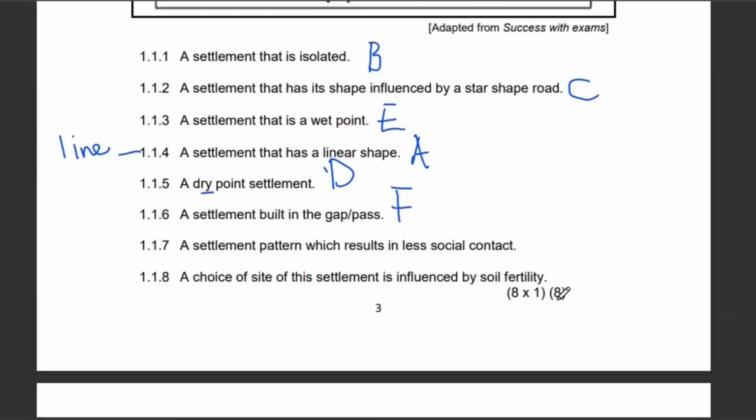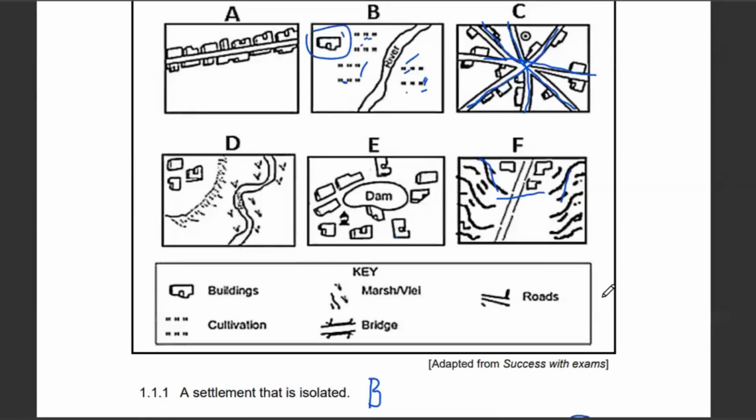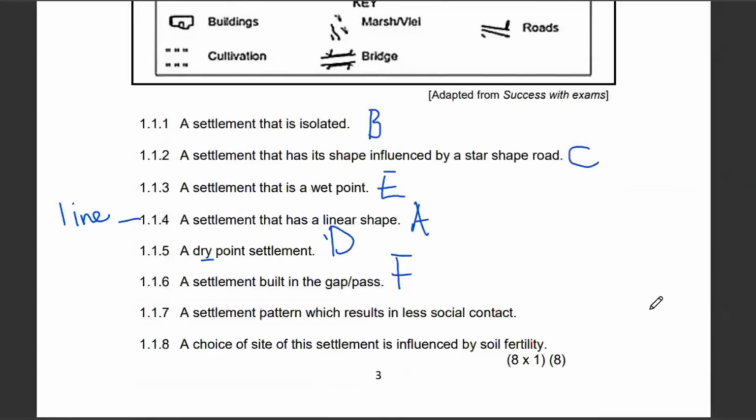Number 7, a settlement pattern which results in less social contact. If you are talking of social contact, we are saying people are interacting with one another. But where there's less social contact, it implies that the settlement is in isolation, is dispersed away from other settlements. So B qualifies to be the correct response. It's an isolated settlement. There's less social contact. People cannot socialize because of distance.